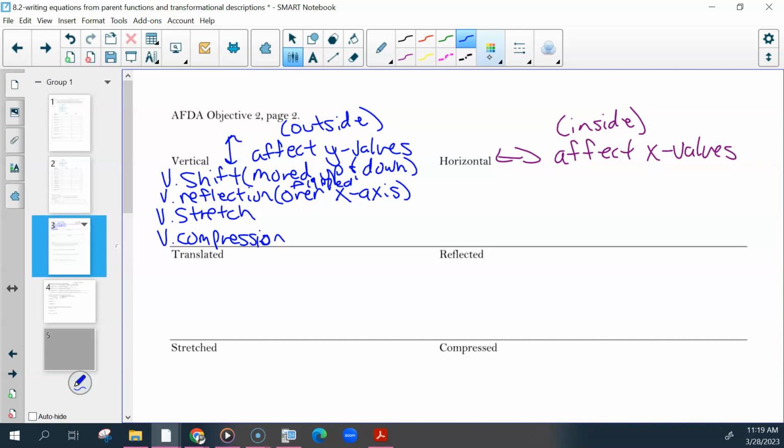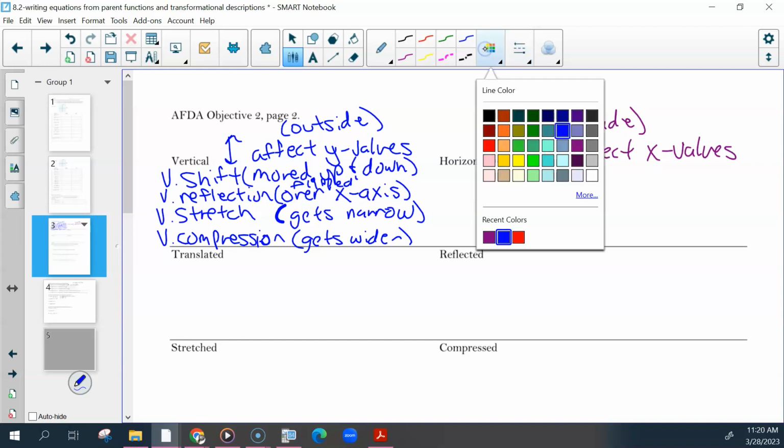For a vertical stretch, it gets... vertical compression gets wider. And then we could say the opposites for the horizontal.